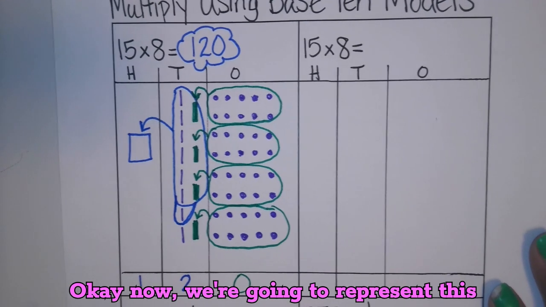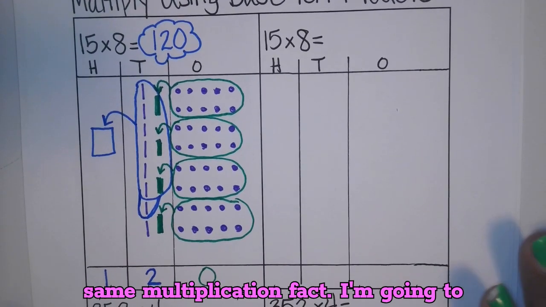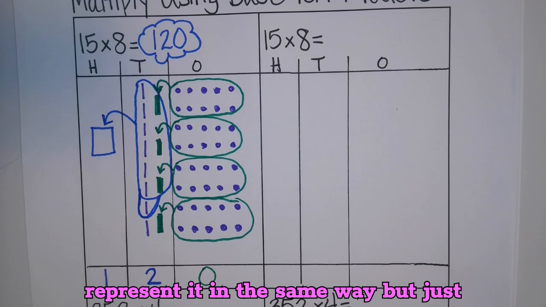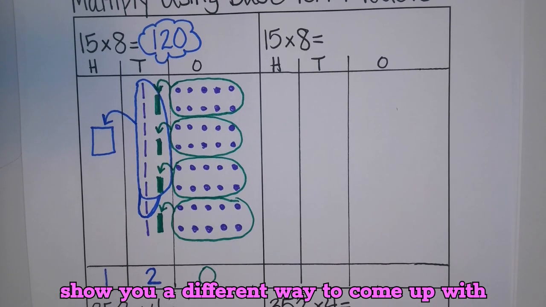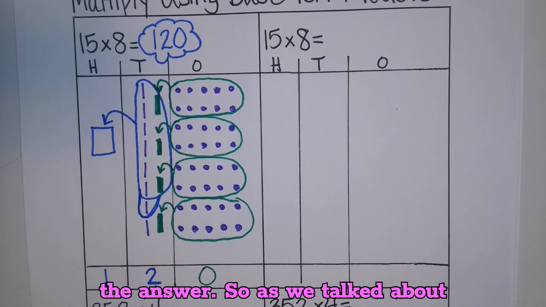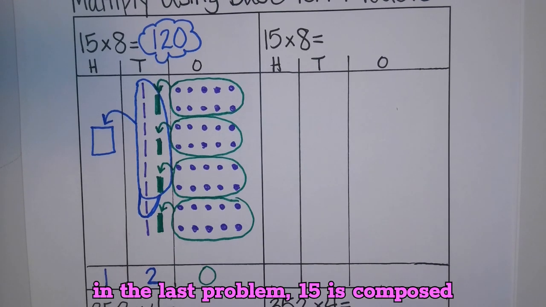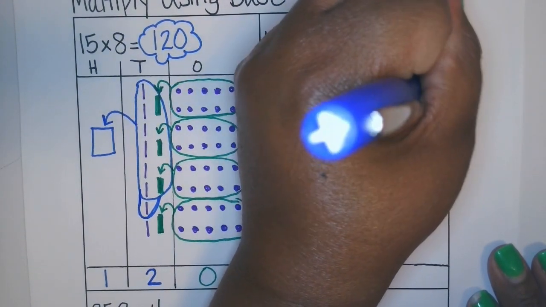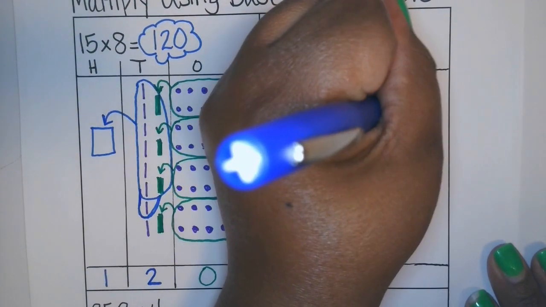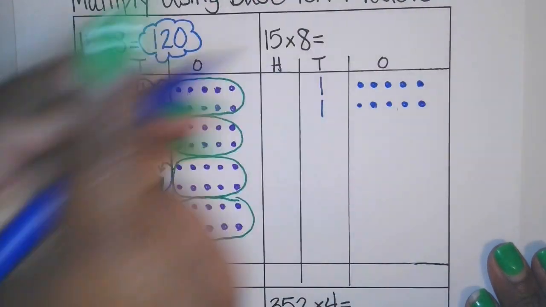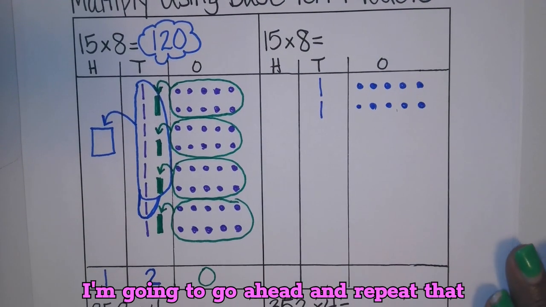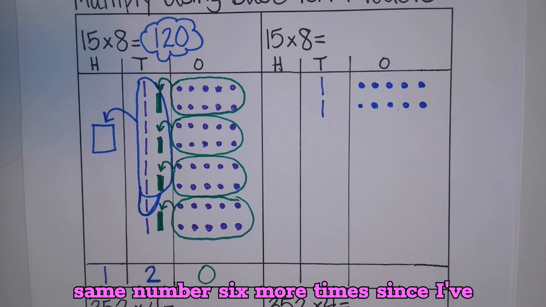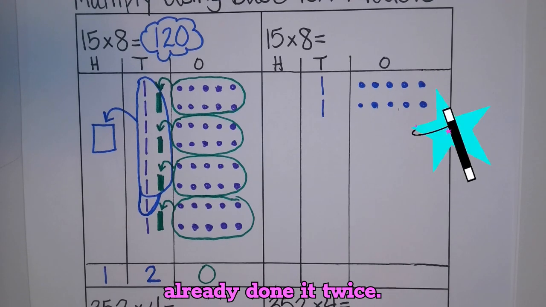Okay, now we're going to represent this same multiplication fact. I'm going to represent it in the same way, but just show you a different way to come up with the answer. So as we talked about in the last problem, 15 is composed of 1 ten and 5 ones. I'm going to go ahead and repeat that same number 6 more times since I've already done it twice.